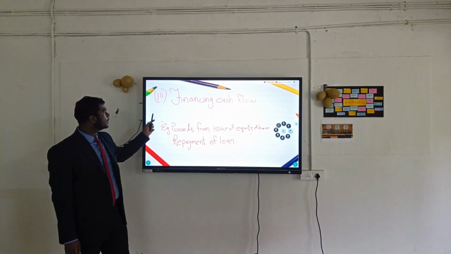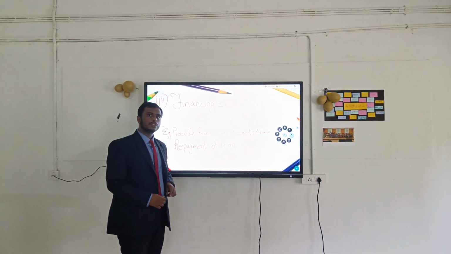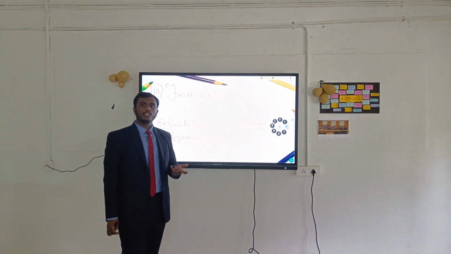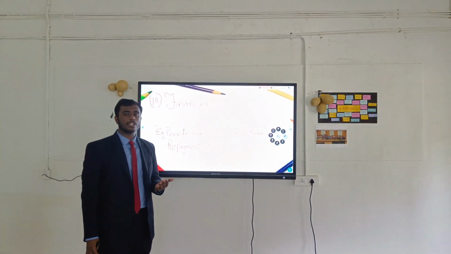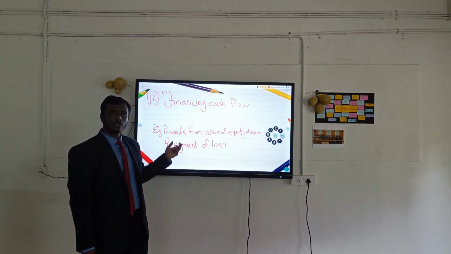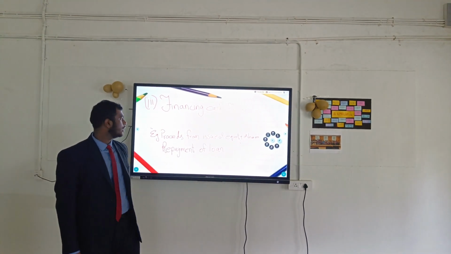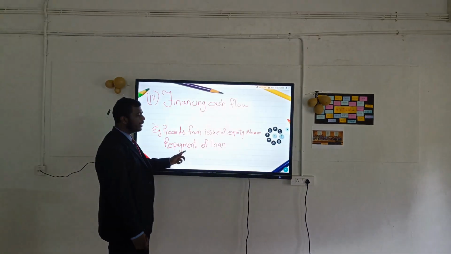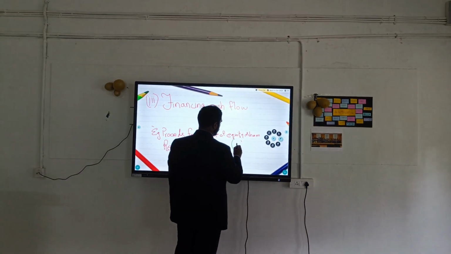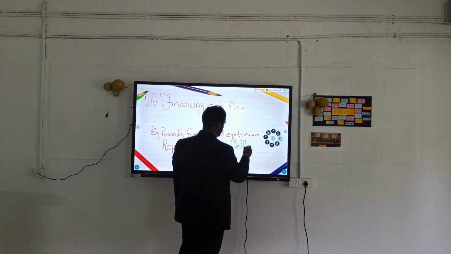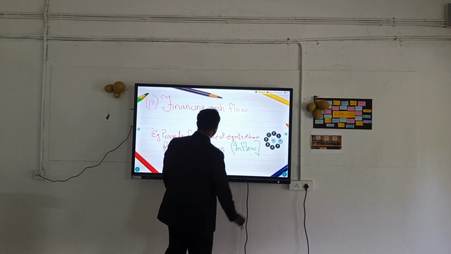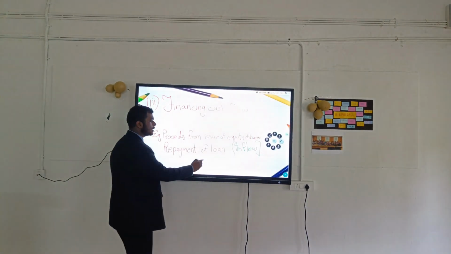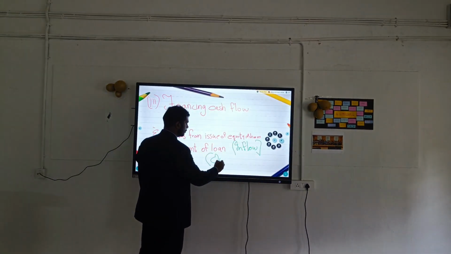Next we are going to discuss the financing cash flow. Financing cash flow means the cash which is generated through the financial activities of the business. For example, proceeds from the issue of equity shares is an inflow, and repayment of loan is an outflow.